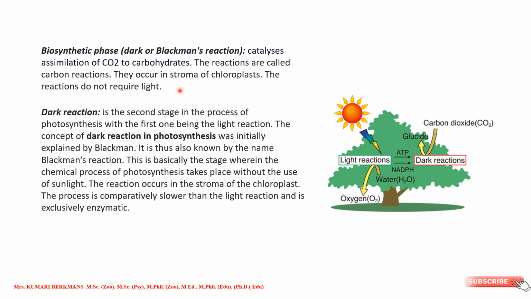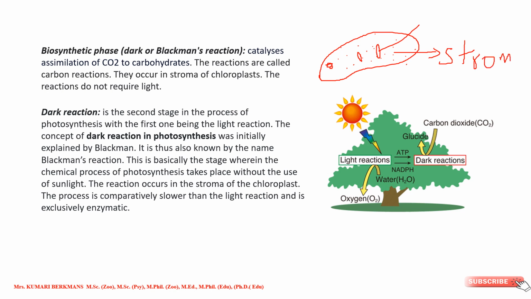This reaction, also called the carbon reaction, occurs in the stroma of the chloroplast. The stroma is the liquid which is present inside the chloroplast. Chlorophyll is a pigment, but stroma is the fluid part present inside the chloroplast. This fluid is called stroma. Which one takes place in the fluid? The dark reaction or Blackman's reaction takes place in the stroma.